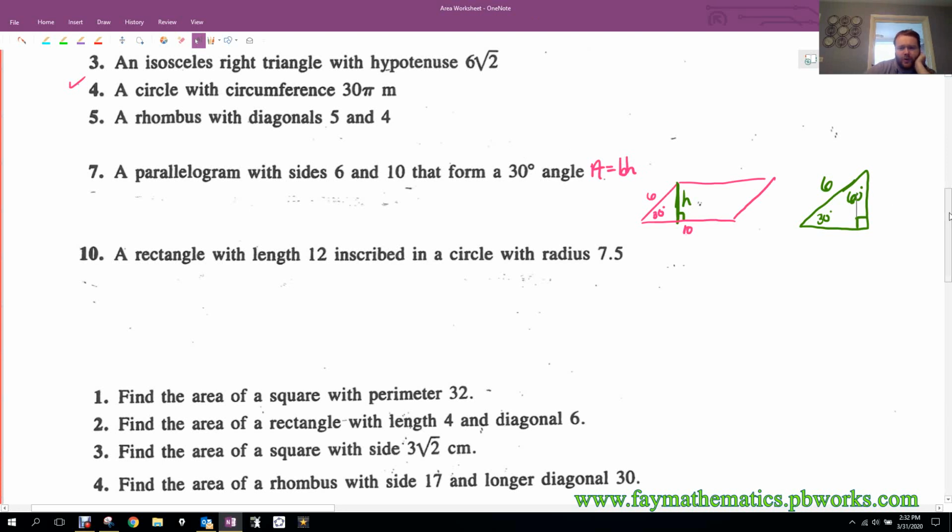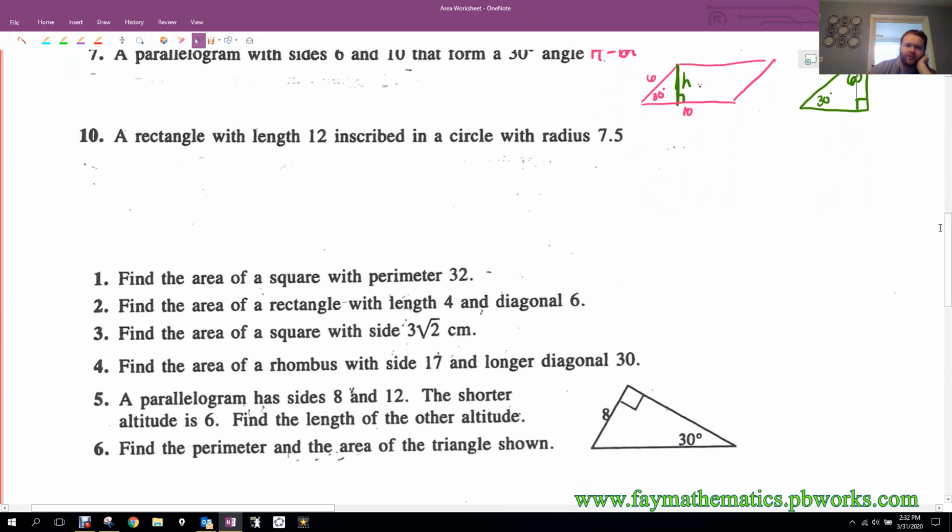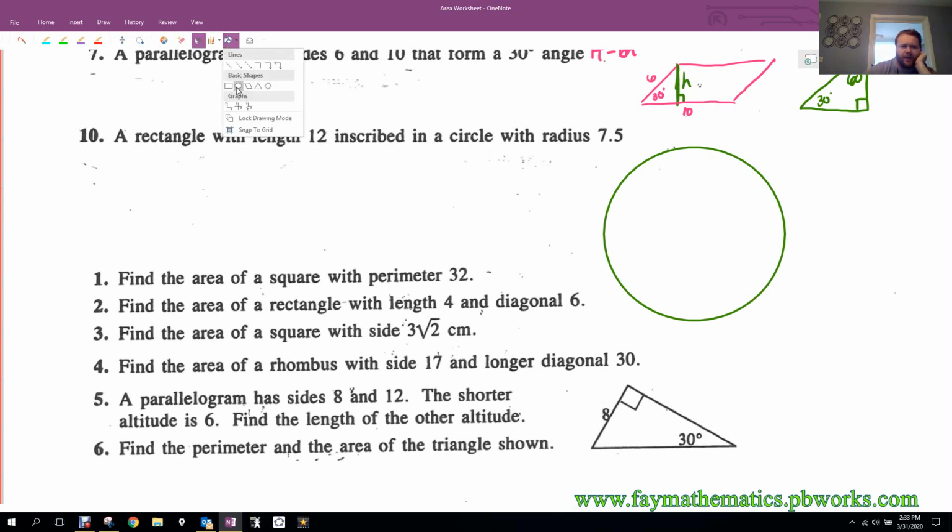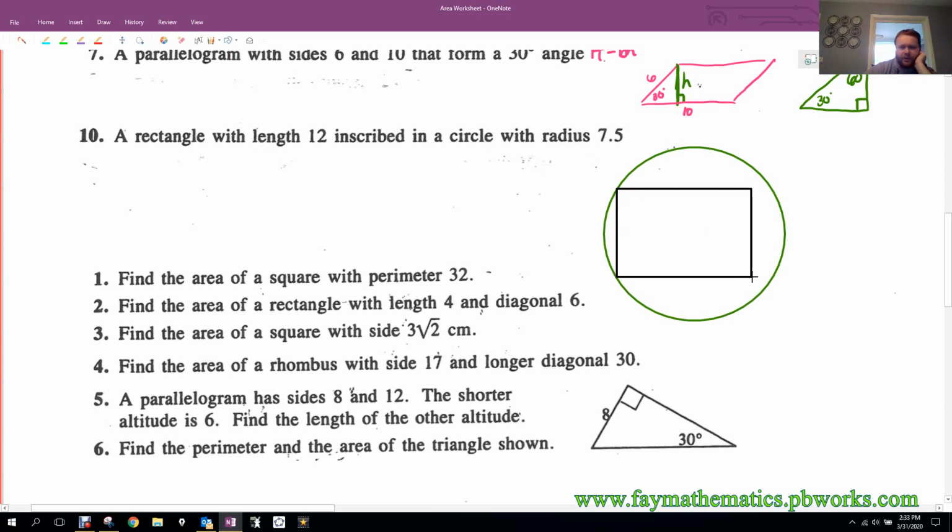A rectangle with a length of 12 inscribed in a circle with a radius of 7.5. So your circle is going to look like this. So here's our circle. Remember what it means to be inscribed. It means that the shape is going to be on the inside, and the geometric component has to be the fact that the vertices of that shape all touch the circle one time. So something like that. Okay, so that is inscribed.